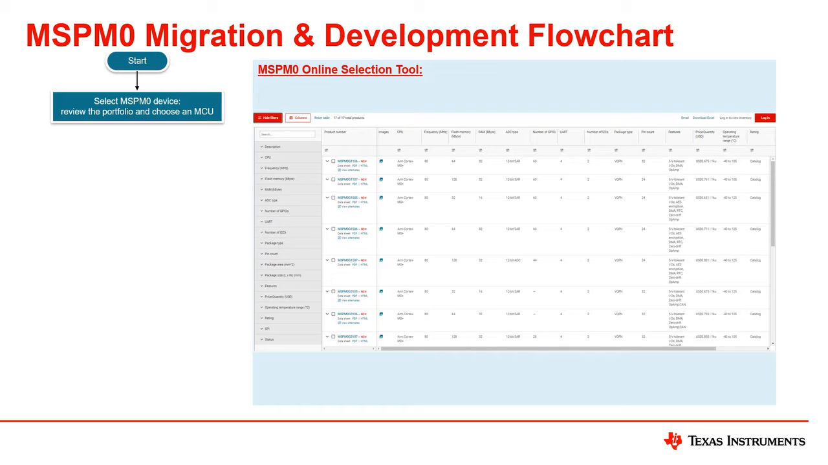The first step is to use the MSPM0 online selection tool to select the appropriate product based on the specific MCU needs, such as flash size, package size, or analog needs. Click on the red link to access the MSPM0 online selection tool interface, which provides multi-dimensional filters to help users quickly identify the correct MSPM0.